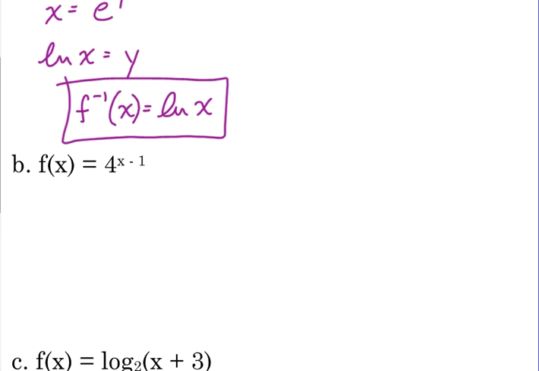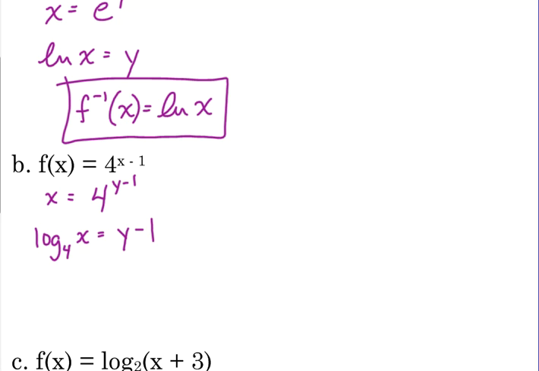Okay, so let's make it a little bit more interesting. Let's make it a base of 4, and let's put a minus 1 in the exponent. All right, so x is equal to 4 to the y minus 1. The y that we're trying to solve for is in the exponent, so the only way to get it out is logarithmic form. This time it would be log base 4 of x is equal to y minus 1. Would put that in logarithmic form.